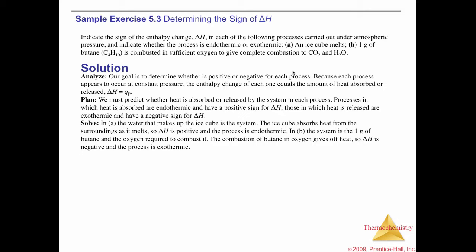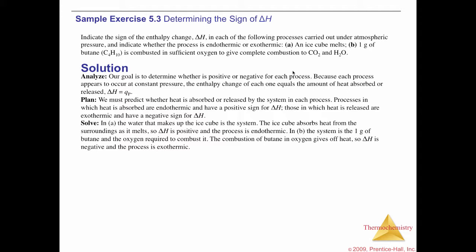Exercise 5.3, determining the sign of delta H. Indicate the sign of the enthalpy change, delta H, in each of the following processes carried out under atmospheric pressure, and indicate whether the process is exothermic or endothermic. A. An ice cube melts. In A, the water that makes up the ice cube is the system. The ice cube absorbs heat from the surroundings as it melts, so enthalpy is positive and the process is endothermic.